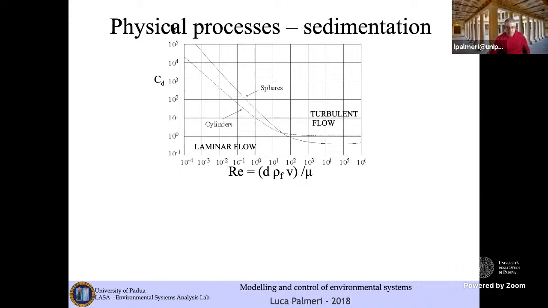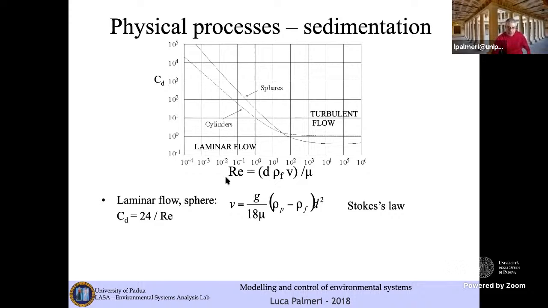Anyhow, we see that depending on the different shapes of a particle, spheric particles or cylindric particles, and depending on the conditions of the flows, which are described by the Reynolds number, the drag coefficients are described by this kind of curves. In laminar flow conditions, you have a low value of Reynolds number. Yes, mu is the viscosity. Sorry, I forget the word.